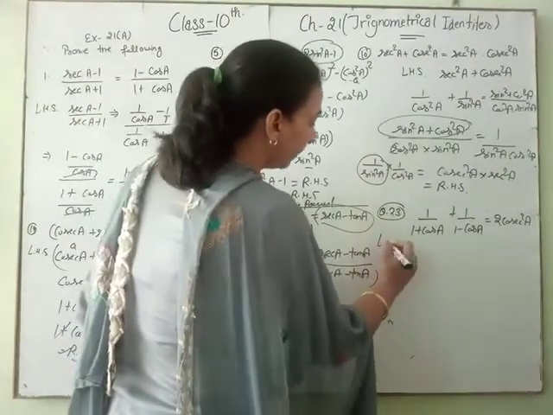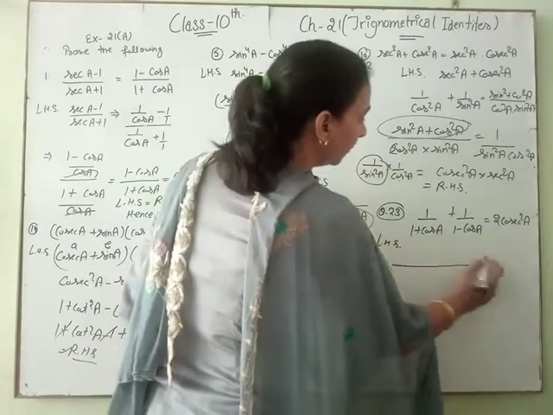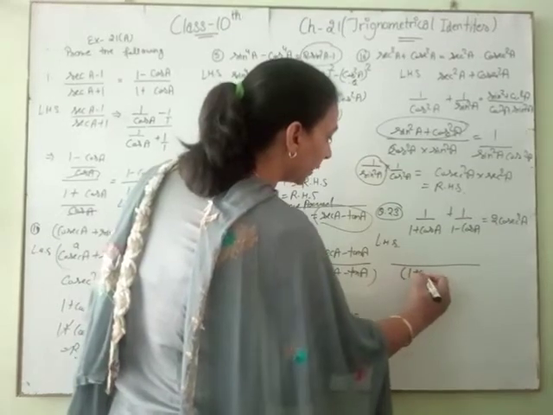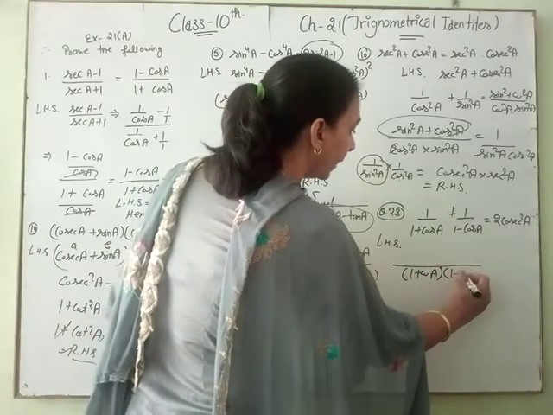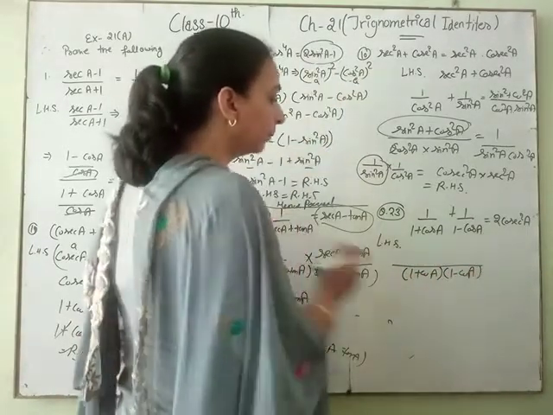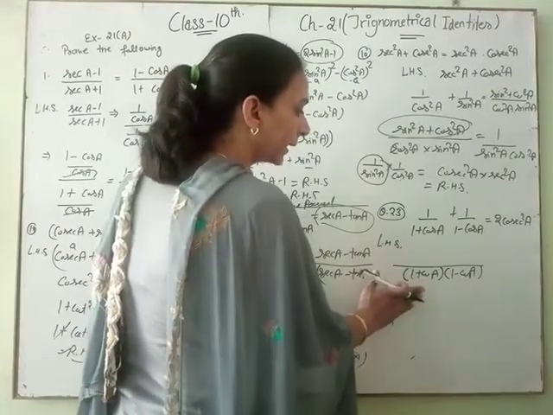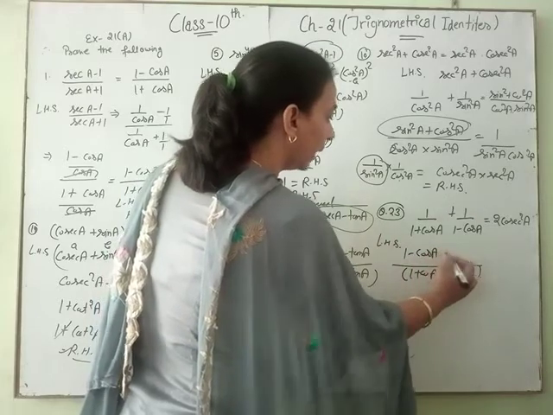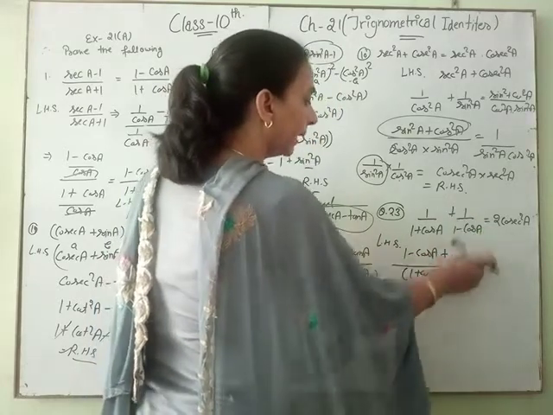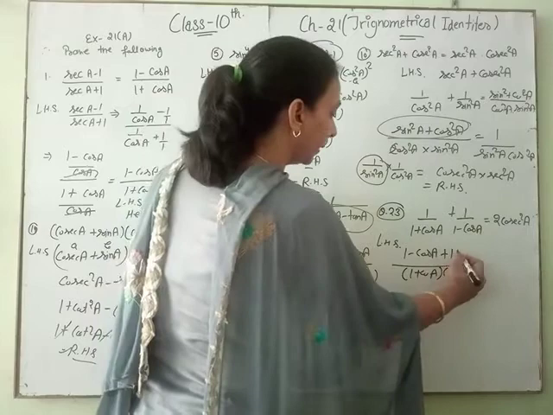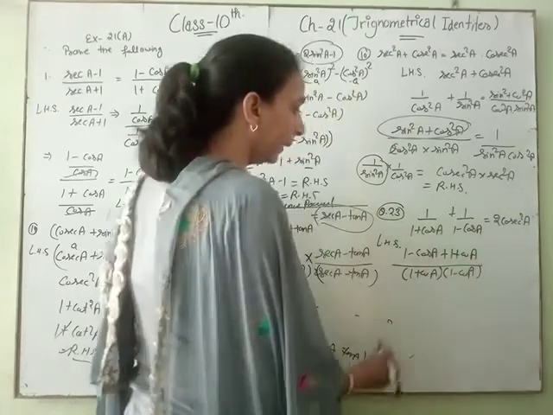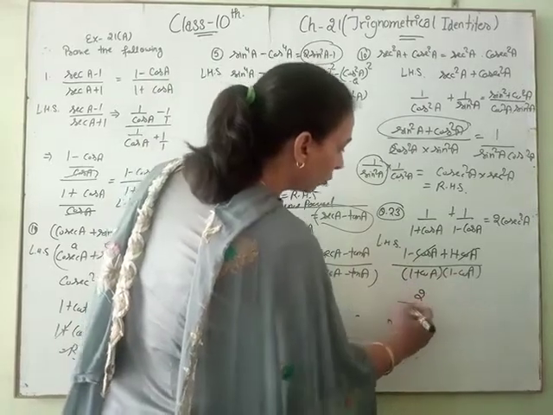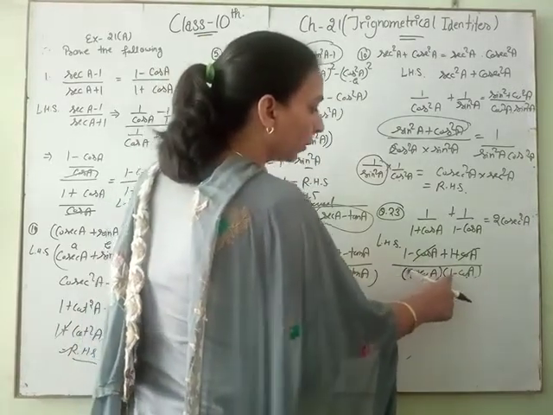Left equal to right. So we take left hand side. If we take left hand side, then first of all we take LCM, 1 plus cos A, 1 minus cos A. This divided by this cancel, only this left, and we write 1 minus cos A plus, and this divided by this cancel, only this left, 1 plus cos A. Okay. Cos to cos cancel, 1 plus 1, 2. 2 by 1 plus cos, 1 minus cos.